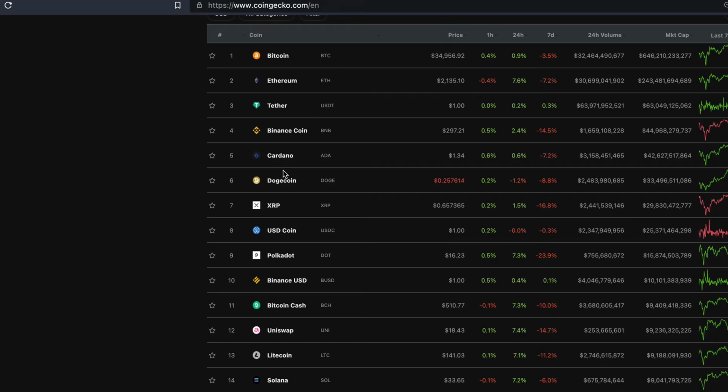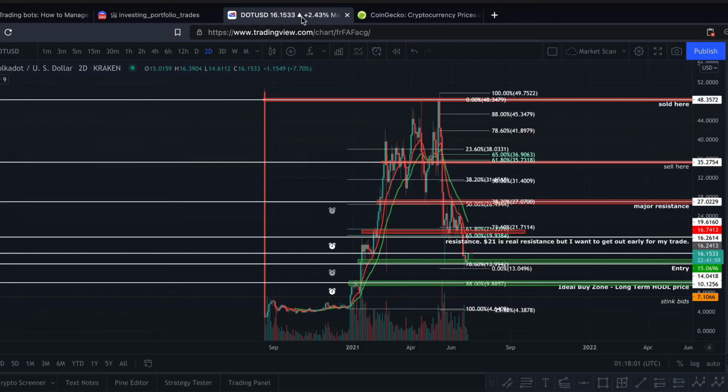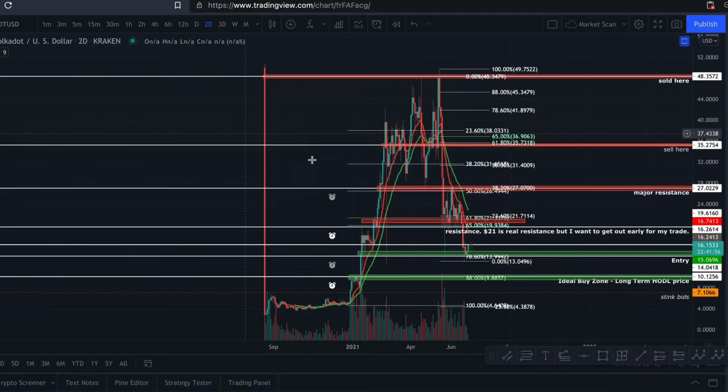And so we went through Dogecoin, XRP. Next up is Polkadot. So Polkadot's one of my favorite cryptocurrencies ever, but it has recently become one of my least favorite cryptocurrencies ever because it fell so hard. It was one of the worst.